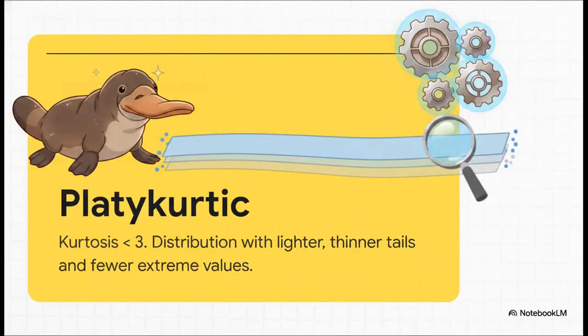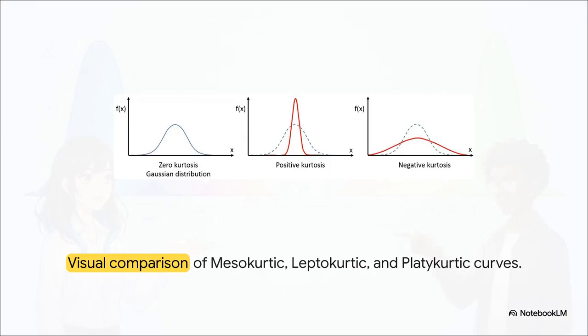predict. And finally, we have Platykurtic, where kurtosis is less than 3. Platy means flat, kind of like a platypus's bill. These distributions have lighter, thinner tails. You have fewer extreme values and outliers than a normal curve. You'll often see this flat, light-tailed shape in uniform distributions or precision manufacturing data, where super strict controls prevent extreme variations.